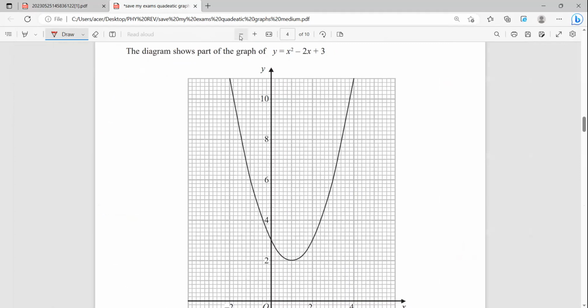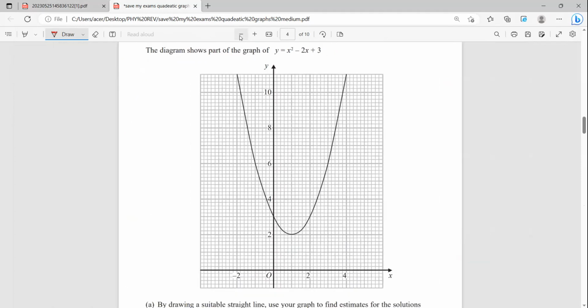Suppose you have completed your table of values and you have plotted your graph like this, right? One of the questions you may be asked, A, find the gradient at x is equal to, let's just say 2. So this can be one of the questions you're going to be asked.